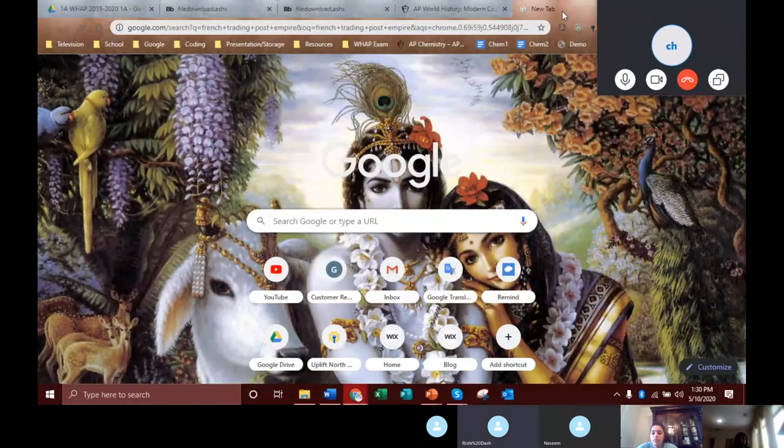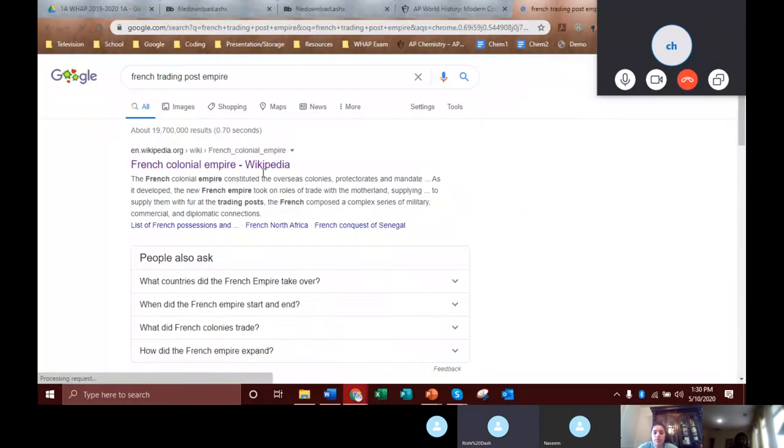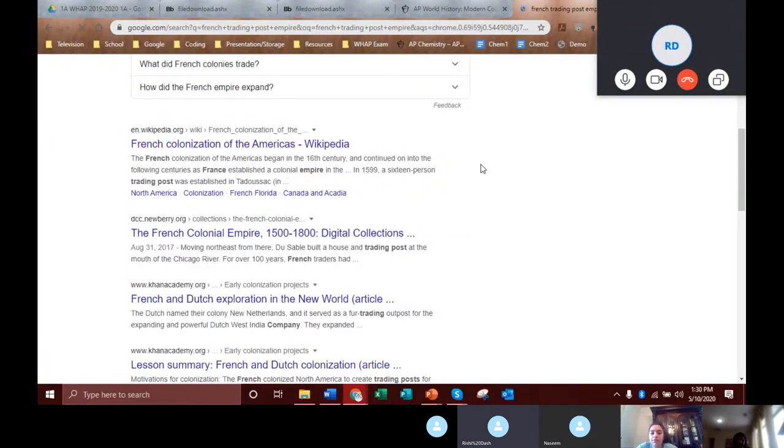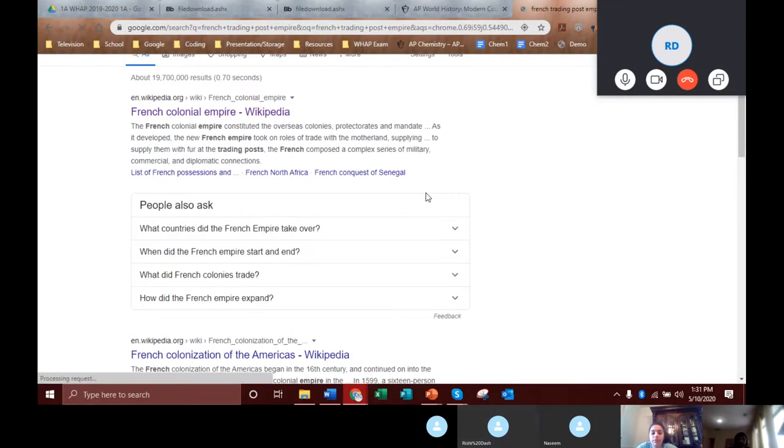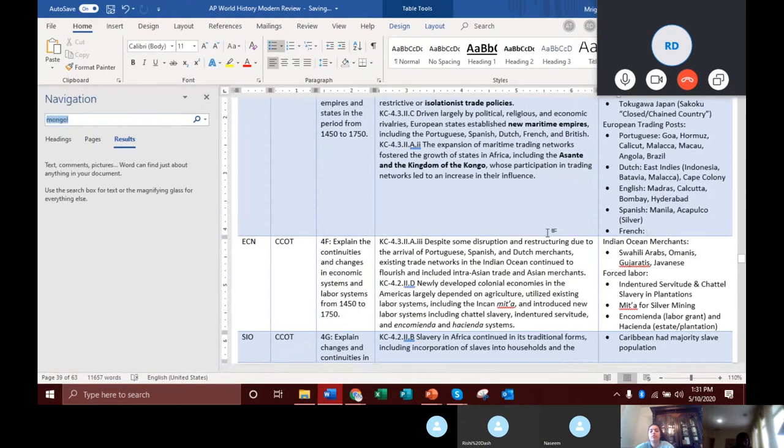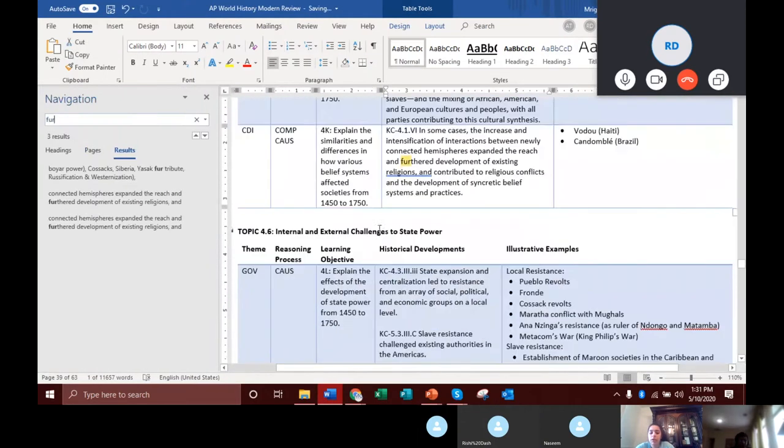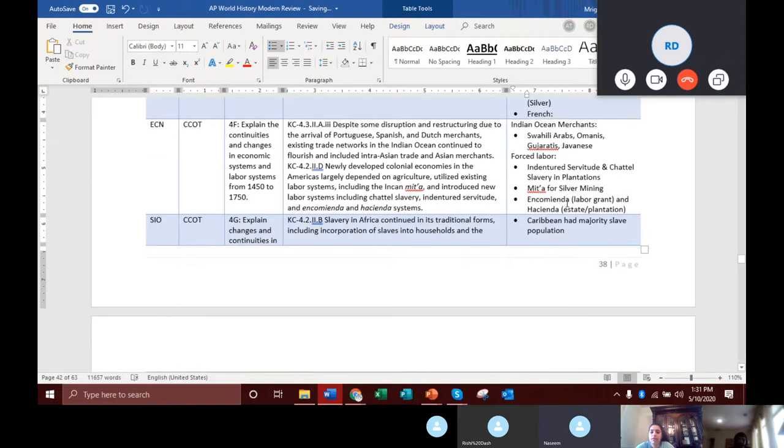French. Oh, I'm also seeing fur trading in North America. Fur trading. I think we talk about that a little bit later. No, we can put it in Quebec here. Quebec was a trading post.